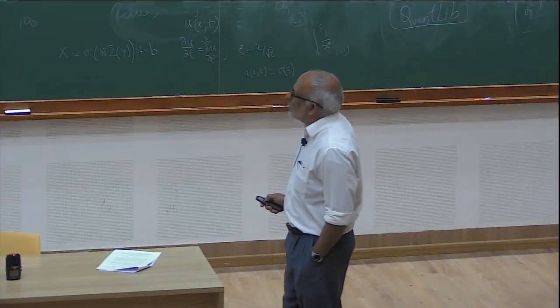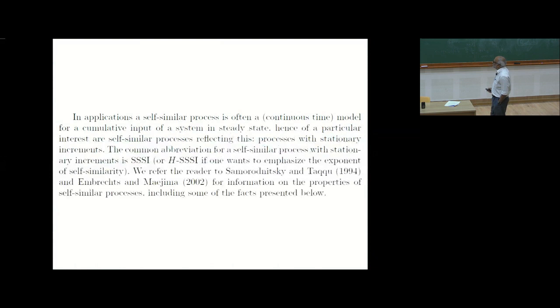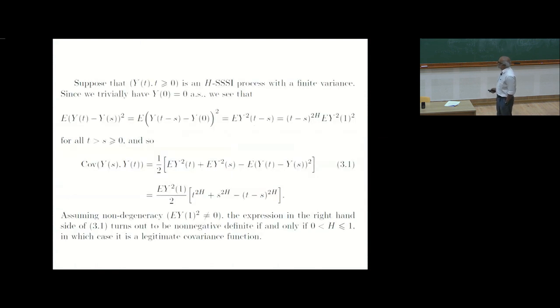In applications, a self-similar process is often modeled as a cumulative input of a system in steady state. Some of the facts are presented below. You look at the expectation of (Yt minus Ys) squared, manipulate it, and you get this expression. You look at the covariance, manipulate further, and get this expression. If this is not 0, it has to be non-negative definite, which holds if and only if the exponent h lies between 0 and 1. You can check this with some algebraic manipulation.